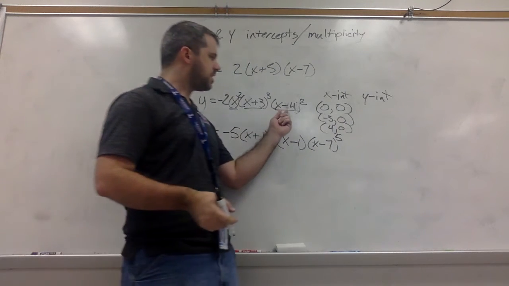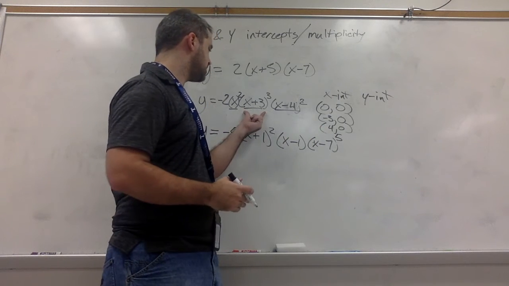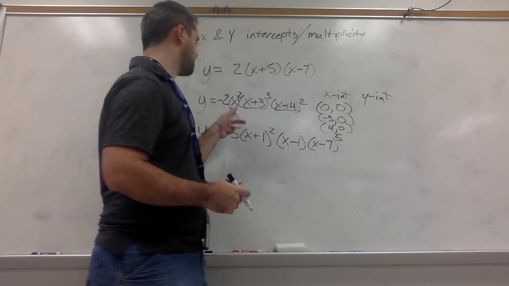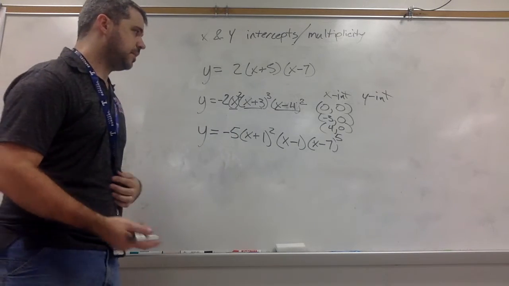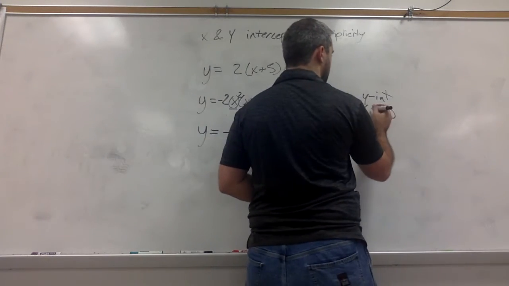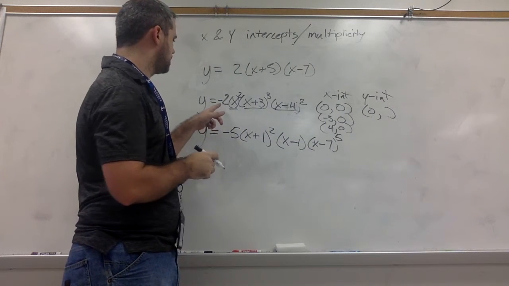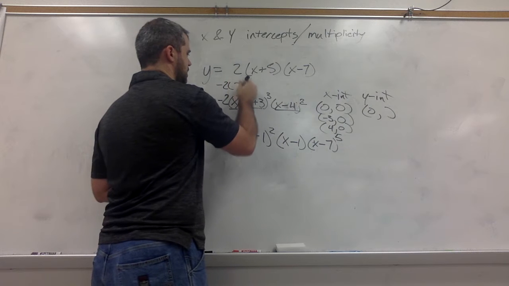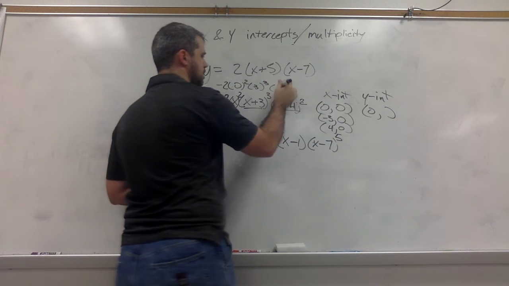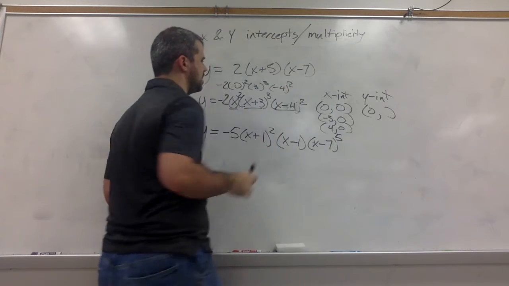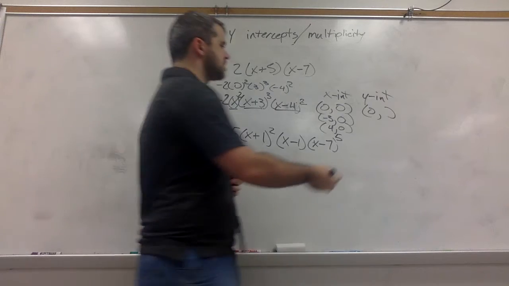Now, this is a double root. Okay, that root shows up 2 times. This is a triple root, shows up 3 times, and this is a double root, shows up twice. Now, what's our y-intercept? We plug 0 in for our x. So -2 times 0 squared times 3 cubed times -4 squared. We don't have to think, I'm multiplying by 0. So this is going to be 0.